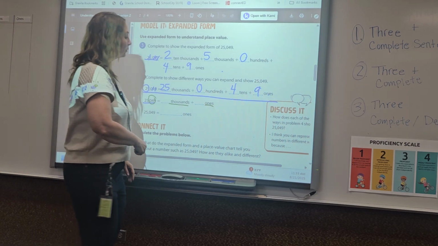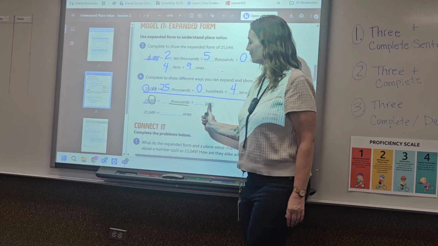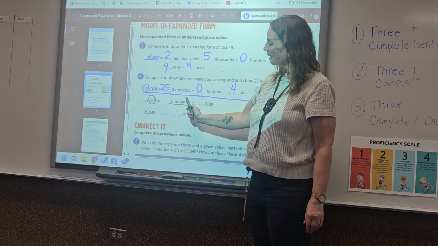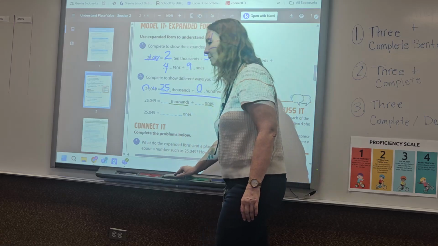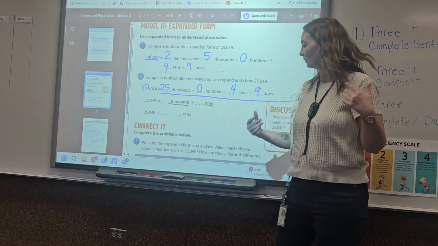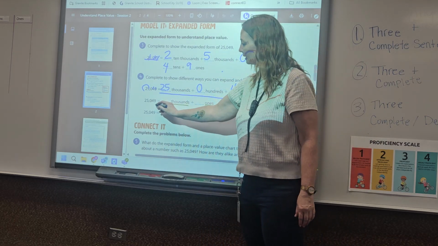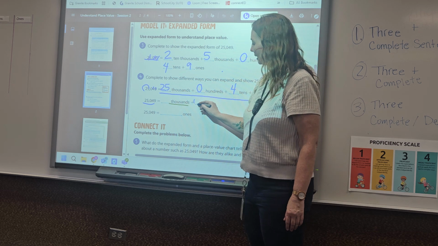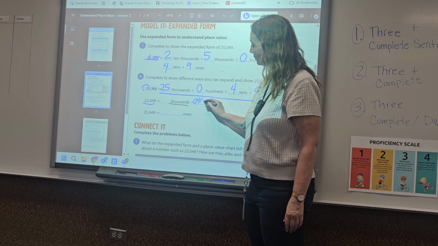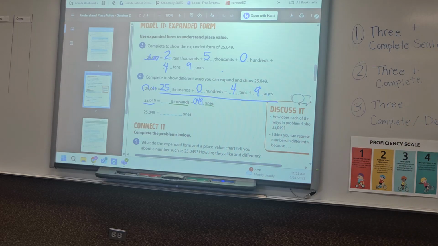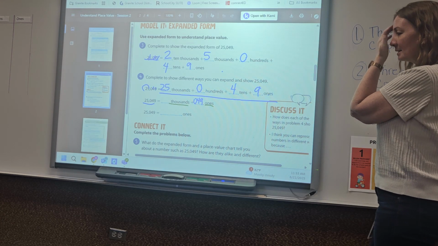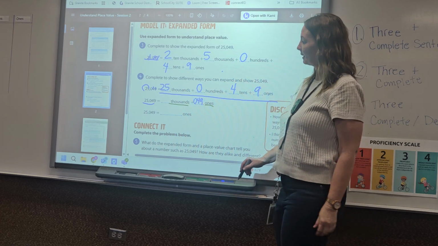Okay, so we learned that we have a ones period and a thousands period. Everybody tell me which numbers would go in the ones period. 49. Okay, and I'm gonna put that 0 just because I don't wanna forget that it's there. Because it is holding the 100 place value spot. So I'm gonna put that 0 because I don't wanna forget about it.